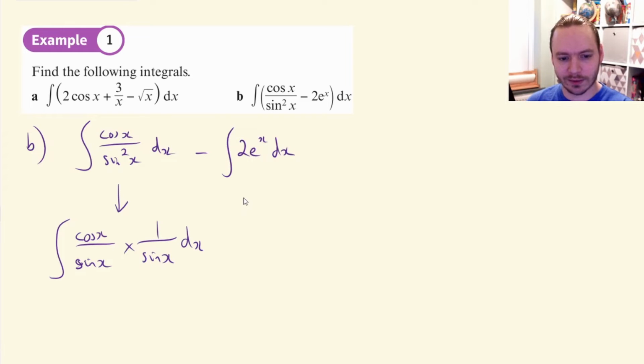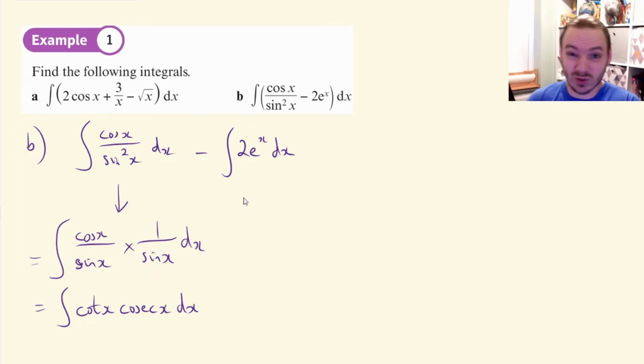So I want to integrate this with respect to x. And cos over sine is actually cot, and 1 over sine is cosec. So this is actually the integral of cot x cosec x. And if you just go and look at the list we've just made of 9 things, this is one of the ones that's actually in the formula book. This is one of the standard integrals. So this is just negative cosec x, and that's it. And integrating 2e to the x gives us, oh, a big surprise, 2e to the x. So the solution to this is negative cosec x, take away 2e to the x, and then don't forget your plus c.